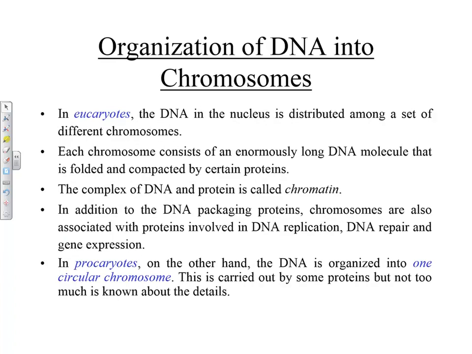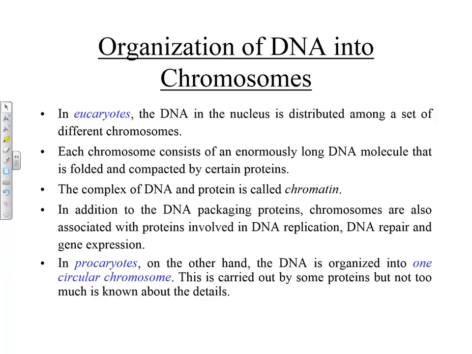Now, in eukaryotes, most of the DNA is in the nucleus. The mitochondria has some DNA, but most of it is in the nucleus. The DNA in the nucleus is distributed among a set of different chromosomes. Somebody asked me two or three lectures ago about how the DNA is organized inside cells. It's organized in the form of chromosomes. Each chromosome consists of an enormously long DNA molecule, which is folded and compacted by certain proteins. The complex of DNA and protein is called chromatin.